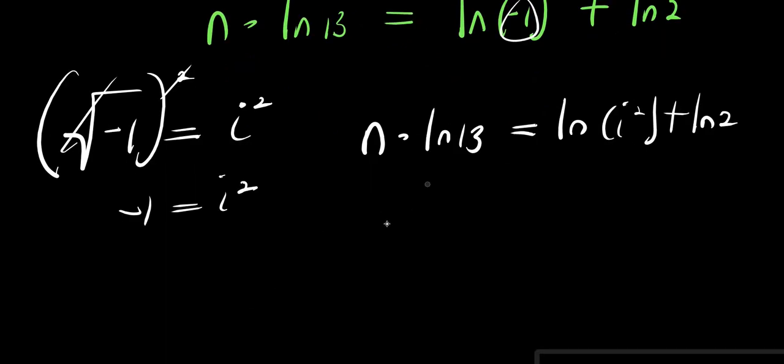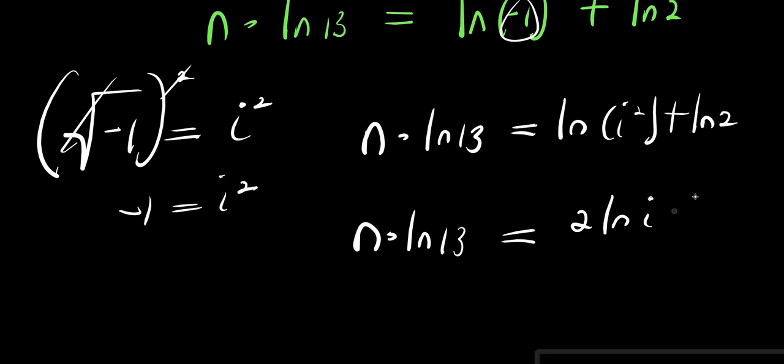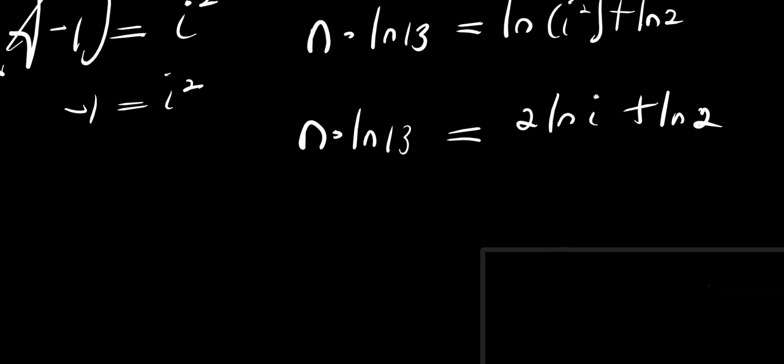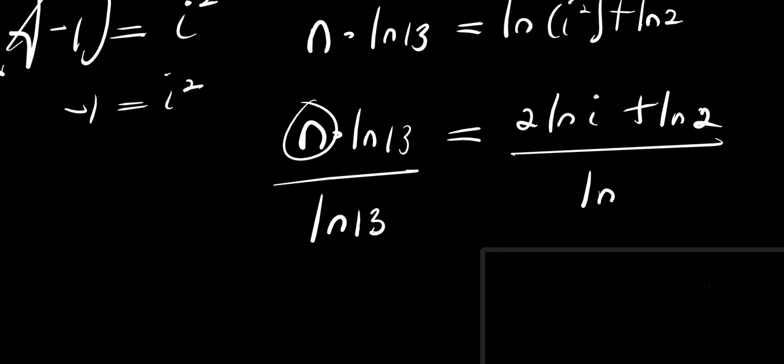So from here, we have n times natural log of 13 equals natural log of i power 2, which will be 2 times natural log of i. Remember, natural log of a power b is b times natural log of a. Then this is plus natural log of 2. So from here, I can isolate n by dividing this by natural log of 13. This cancels this.